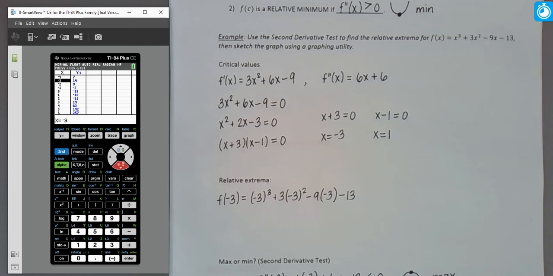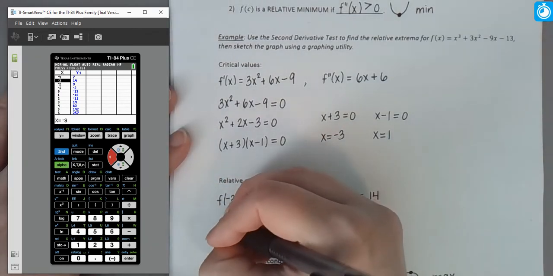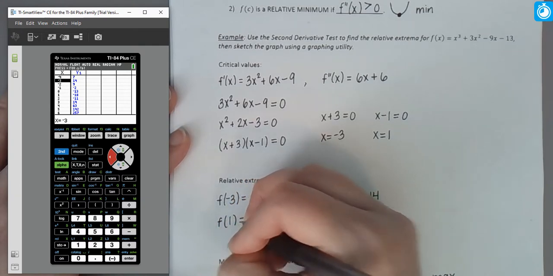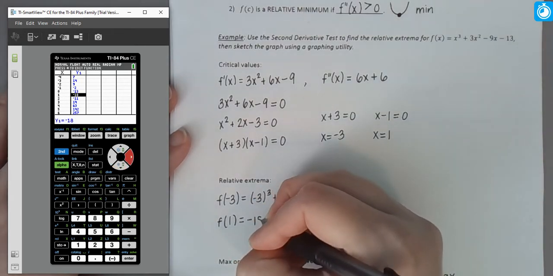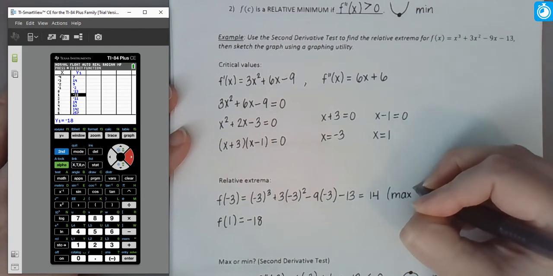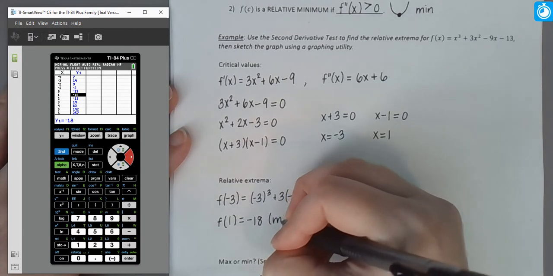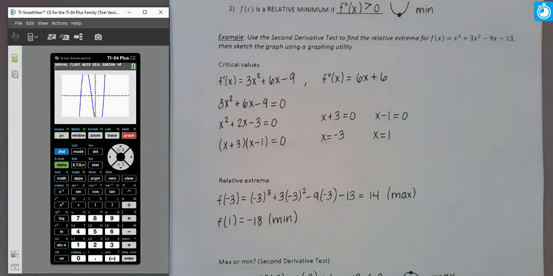So f of negative 3, well there's negative 3. The y value associated with that is 14. So f of negative 3 is going to be 14. f of positive 1, let's go to positive 1, has an associated y value of negative 18. So this is going to be the value of our relative maximum, and this is going to be the value of our relative minimum.